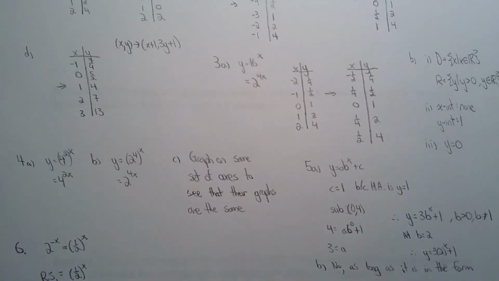Okay, so for 4, you want to change the base to 4, and you want to change the base to 2. Well, 16 is 4 squared, and 16 is also 2 to the power of 4. So that's how I approached 4a and 4b. And then, of course, you can use transformations. For 4c, you want to graph. How do you know that they represent the same function? You can graph on the same set of axes, and you'll notice that the graphs are the same.